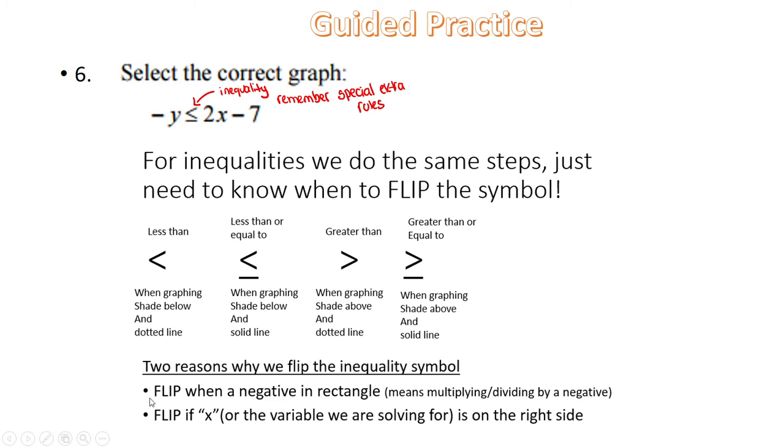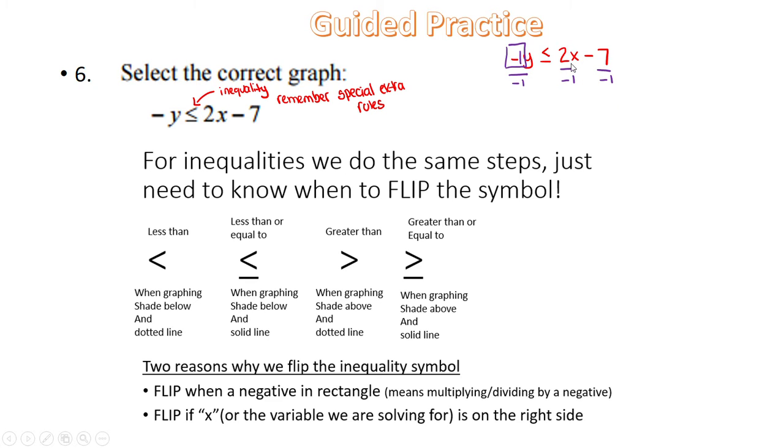Okay, don't forget the reasons why we flip. We flip if we have a negative in a rectangle, or in this case, it's not going to be x that we're solving for. We're solving for y, which is on the right side. Okay, don't need to know any of these rules though until we solve for it. So if we look at this inequality, negative y is less than or equal to 2x minus 7, we need to first solve for y because y is not by itself right now. There is a negative 1 in front of y. That makes a difference because we need to divide everything by negative 1. That's how you get rid of a rectangle, is divide.